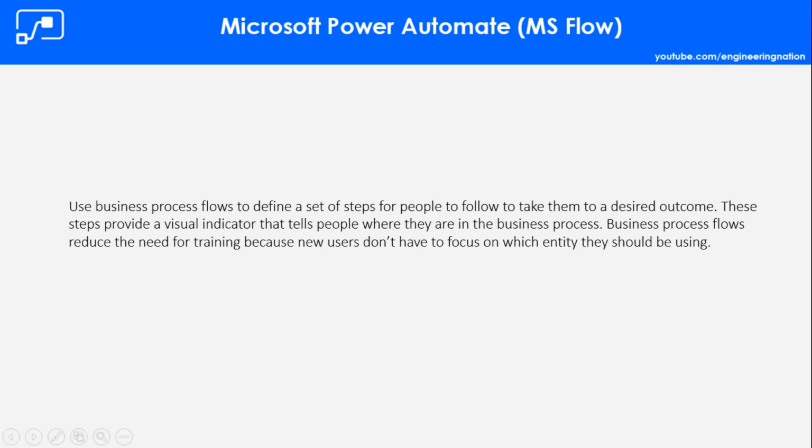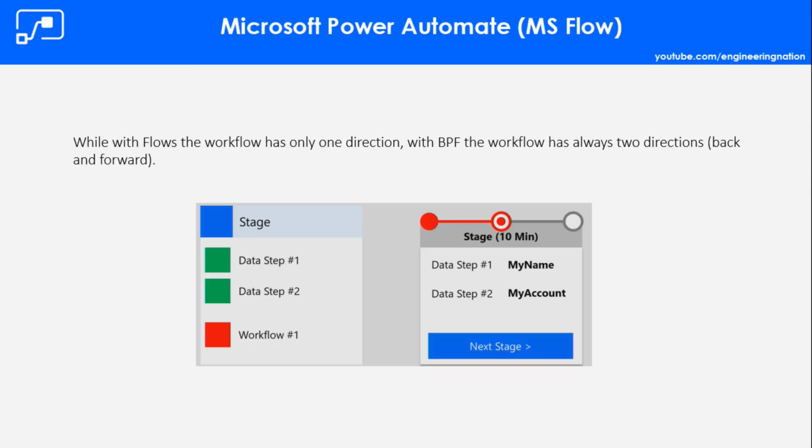You can use business process flow to define a set of steps for people to follow to take them to a desired outcome. These steps provide a visual indicator that tells people where they are in the business process. Business process flow reduces the need for training because new users don't have to focus on which entity they should be using. They can let the process guide them. With a regular flow, the workflow has only one direction. With business process flow, the workflow always has two directions.